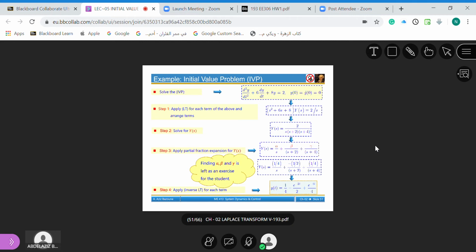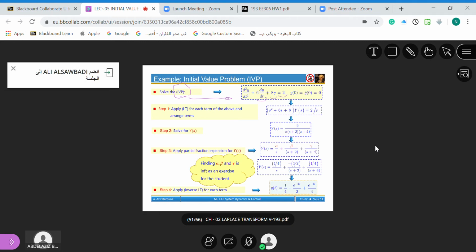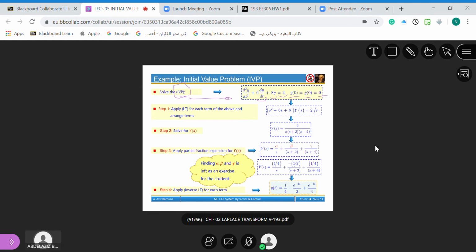Just an example: solve the initial value problem. When you see IVP, this stands for initial value problem, which means the initial values are given. Given a differential equation of this type, y double dash plus 6 dy over dt plus 8y is equal to 2. And we have the initial conditions: y of 0 is equal to 0, y dot of 0 is equal to 0. So the initial conditions are 0.